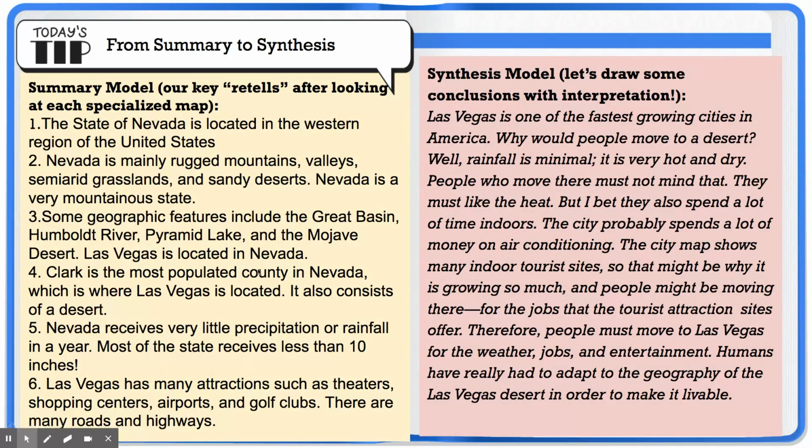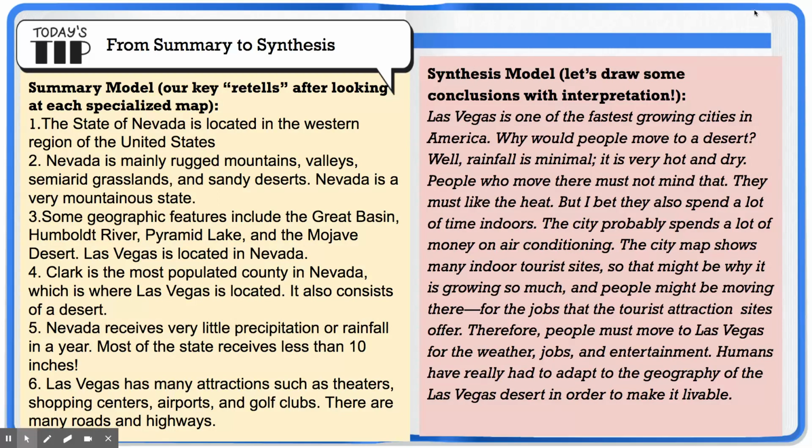Here are some of the summary points or retells that we identified based on looking at each of the specialized maps for Nevada. And this is all information that we just reviewed. You can certainly pause the video to reread this if you like. Now let's take a look at actually drawing some key conclusions with interpretation and inferencing based on all the summary points that we reviewed from the specialized maps. Here's a synthesis model that we can look at together.